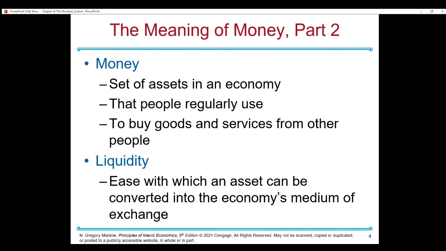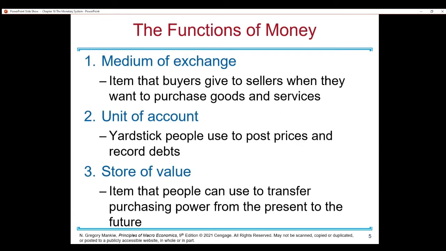Now let's go into the functions of money. Money has three functions. The first being a medium of exchange. A medium of exchange is an item that buyers give to sellers when they purchase a good or service. When you walk into a store to purchase something, you are confident that the cash in your wallet will be accepted because cash is the commonly accepted medium of exchange.